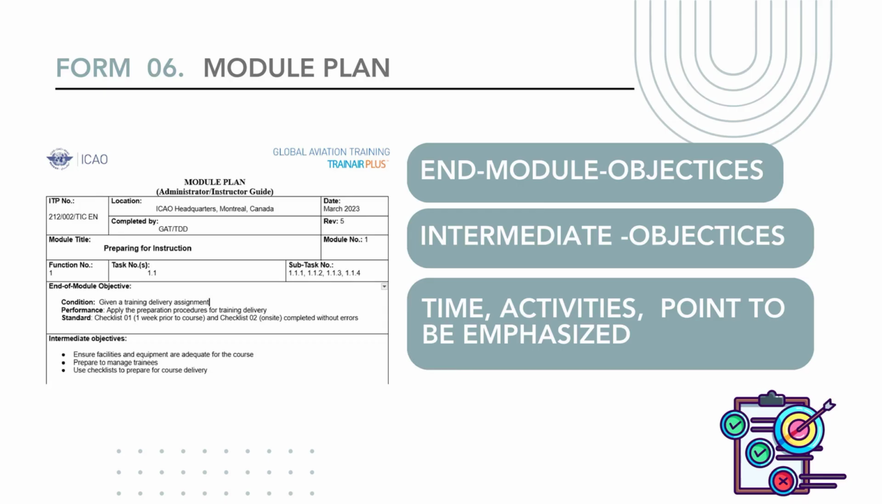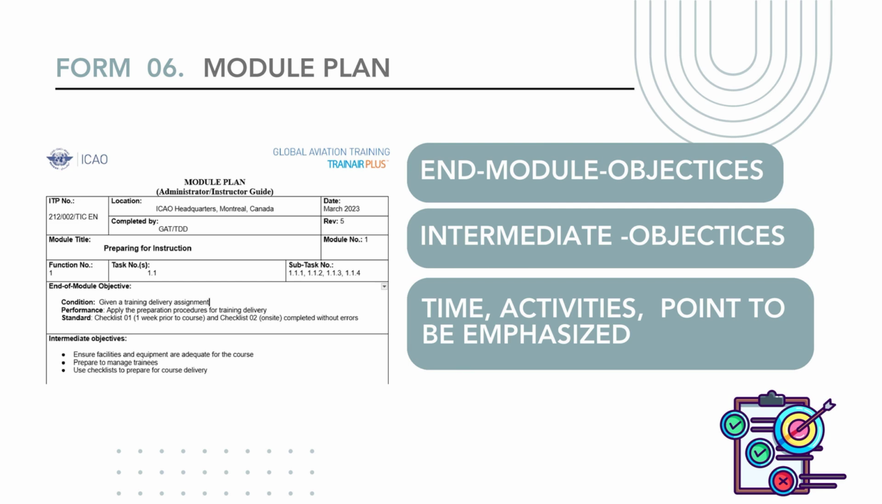Now, let us take a closer look at Form 6, the module plan. This form serves as the backbone of every training module, because it clearly shows the flow of learning. Inside the module plan, you will find several important elements. First, the end module objectives. These define the final learning outcomes that must be achieved by the trainees. Second, the intermediate objectives, step-by-step targets that guide the learners toward reaching the final outcome.